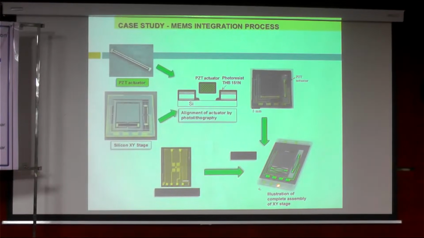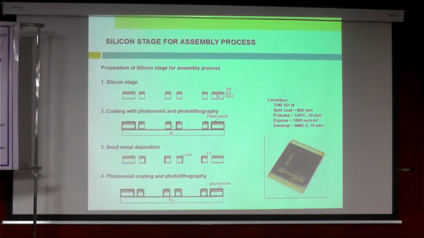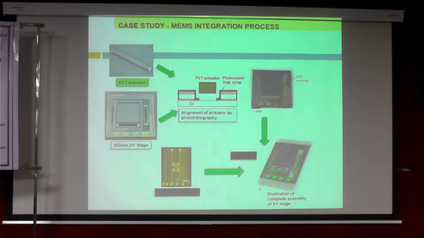So this is glass, made of glass, this is silicon, and this is ceramic. So we need to integrate these kinds of things together to put the PZT actuator here and to become a complete assembly. So the process begins with the silicon stage produced, then with a coating of photoresist, then the sheet metal for the photoresist in order to provide interconnects, basically.